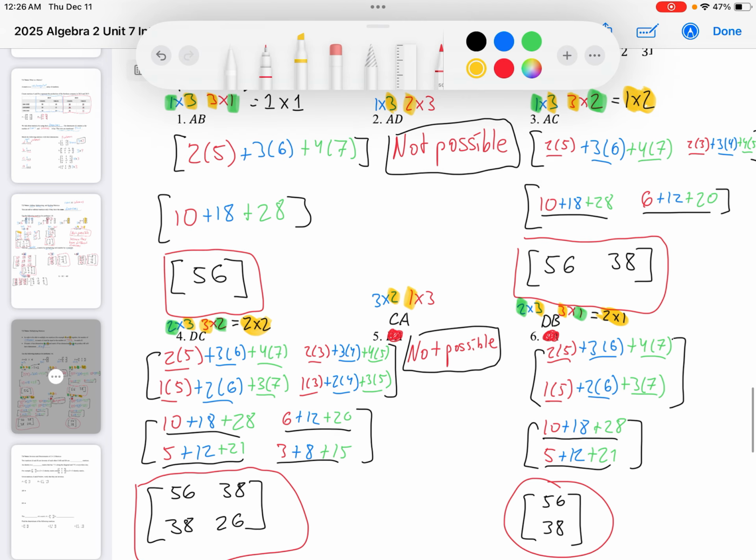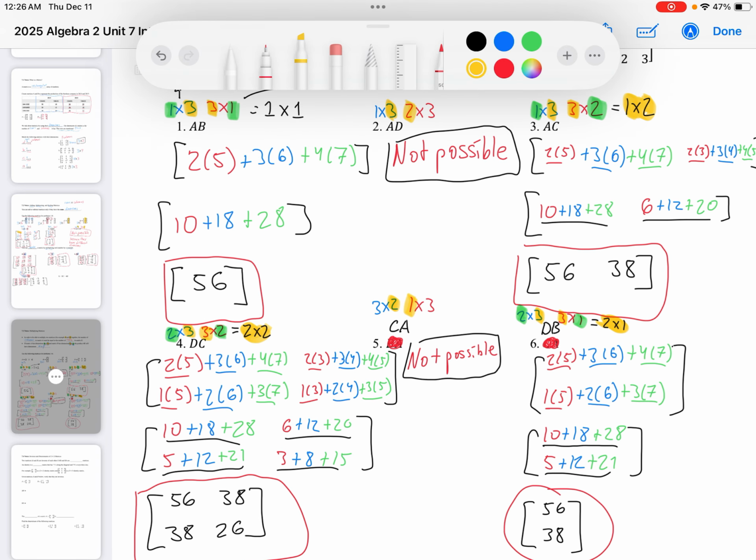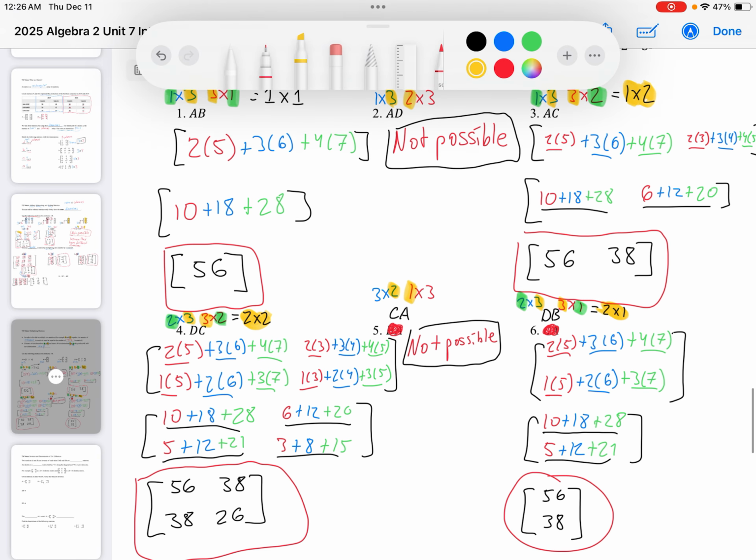So now you should be able to do section 7.3 practice before going on to the last section of the notes, 7.4.